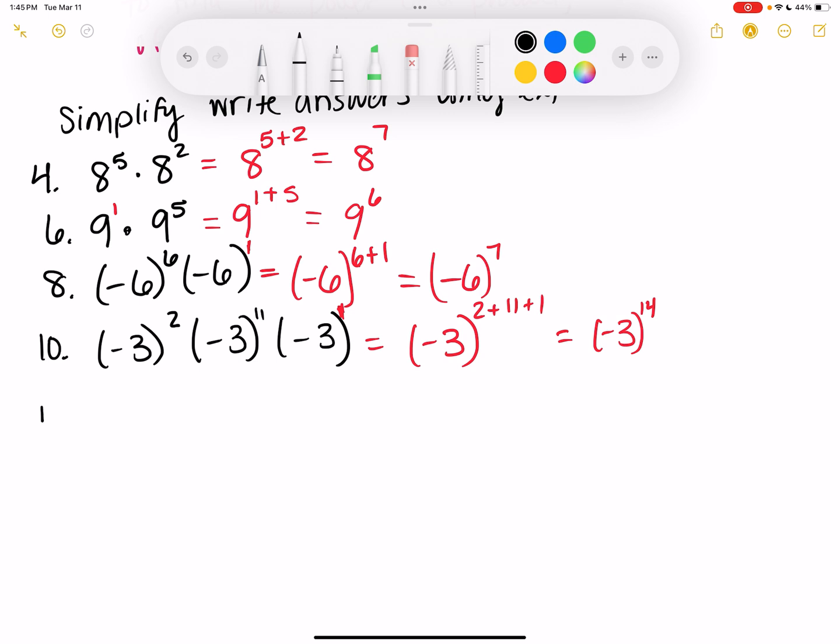Now, moving into the next type, 7 raised to the 4th, and then all of that is being cubed. So this is a power being raised to a power. So what does my rule tell me I need to do when I have a power to a power? Multiply the exponents. So this would be 7 to the 4 times 3, which is 7 raised to the 12th.